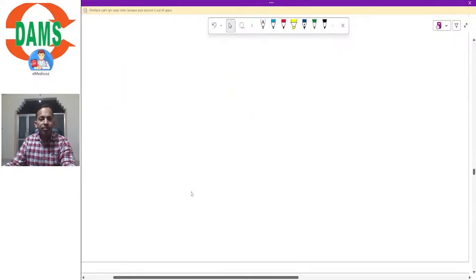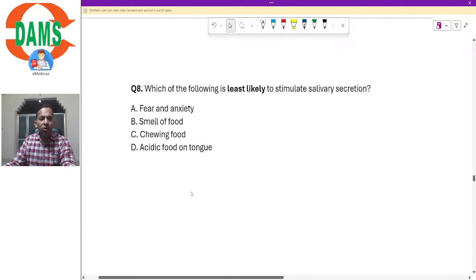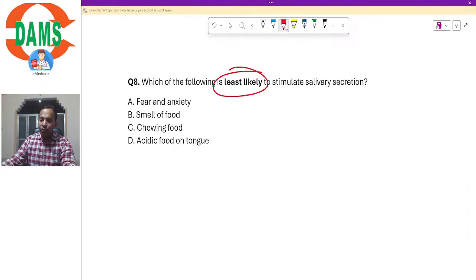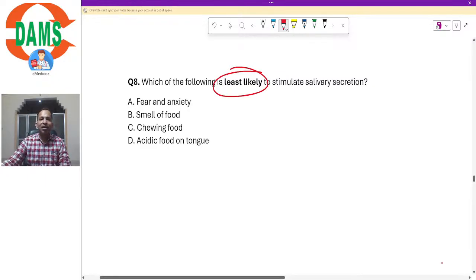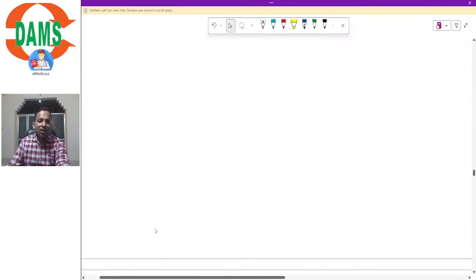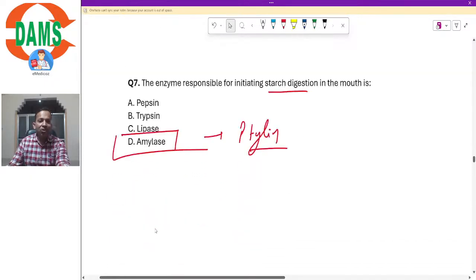Next, which of the following is least likely to stimulate salivary secretion? So least likely to stimulate salivary secretion. What are the options? Fear and anxiety, smell of food, chewing food and acidic food on tongue. तो क्या लग रहा है इनमें से कौन सा होगा?